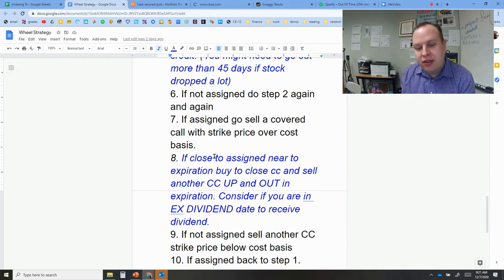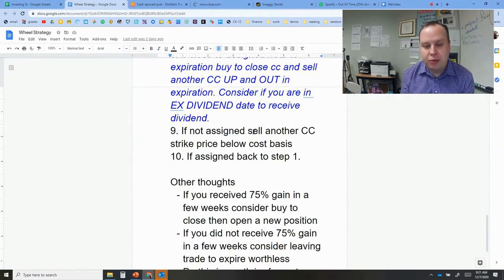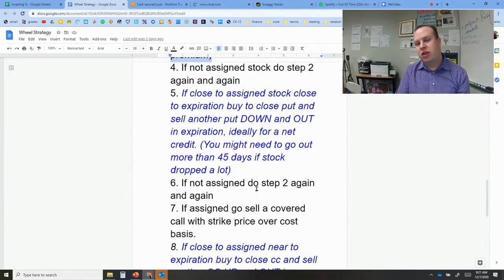Consider if you're at an ex-dividend date, though, because you might still receive a dividend, or you could push out your expiration to make sure that you're getting the dividend payment, especially for, like, say, AT&T that pays a 7% dividend. It might be worth it to buy to close, sell a future covered call out, and then get your premium as well. If you're not assigned, sell another covered call at a strike price, again, above cost basis, and then just continue the wheel from there.